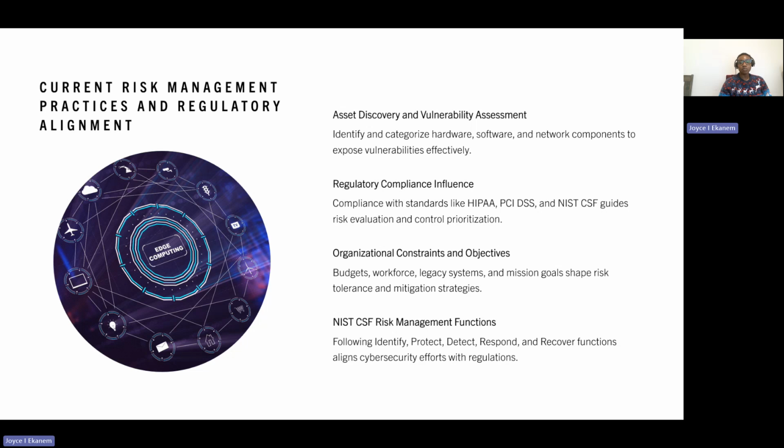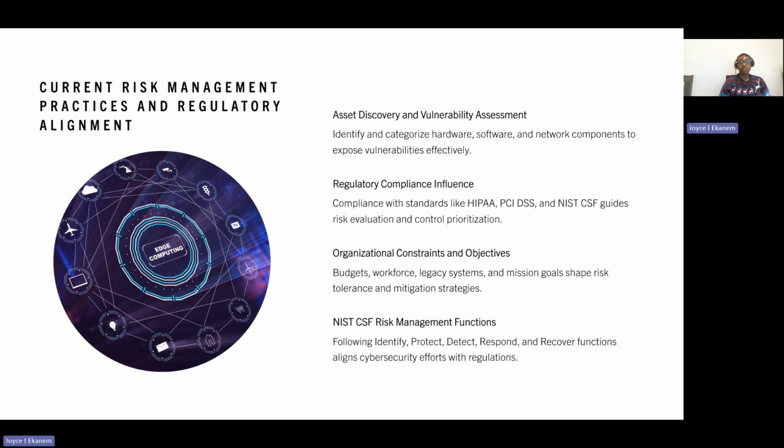Organizations must then consider the legal and regulatory requirements governing their industry, such as the HIPAA Security Rule for healthcare, which mandates administrative, physical, and technical safeguards for protected health information, or PCI DSS, which enforces strict controls for payment card data environments. These regulations influence how risk evaluations are conducted and how controls are prioritized.